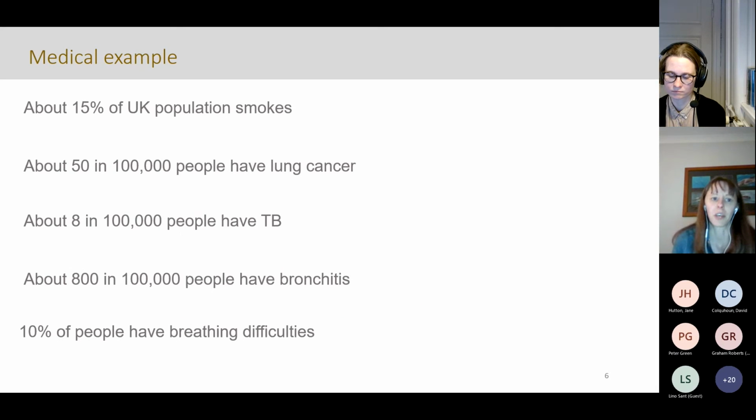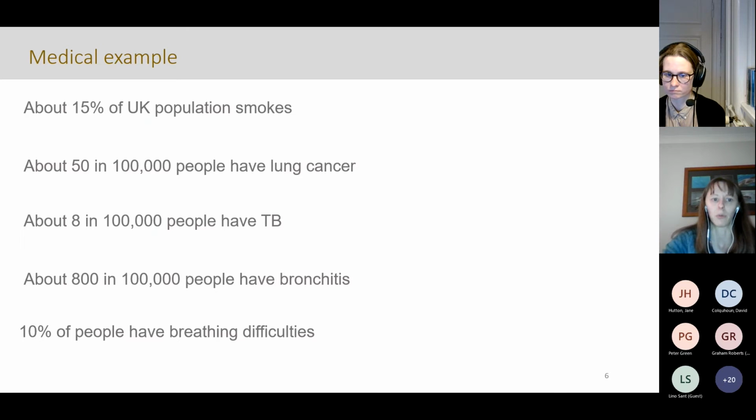Here's an example from a medical field. We have lots of different information about respiratory disease in the UK. For example, we know that about 15% of the UK population smokes. We know about 50 in 100,000 people have got lung cancer, about 8 in 100,000 have TB. We also have some information about the prevalence of bronchitis and the symptom of breathing difficulties. And if we've got information about this for the whole population, we also can derive some information about the system.